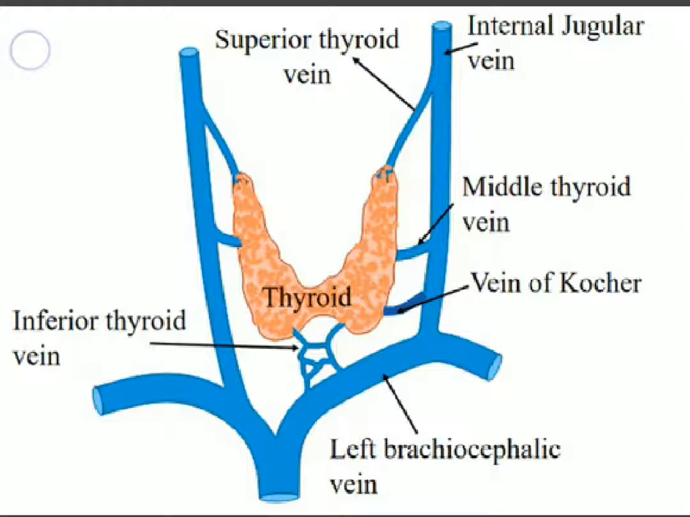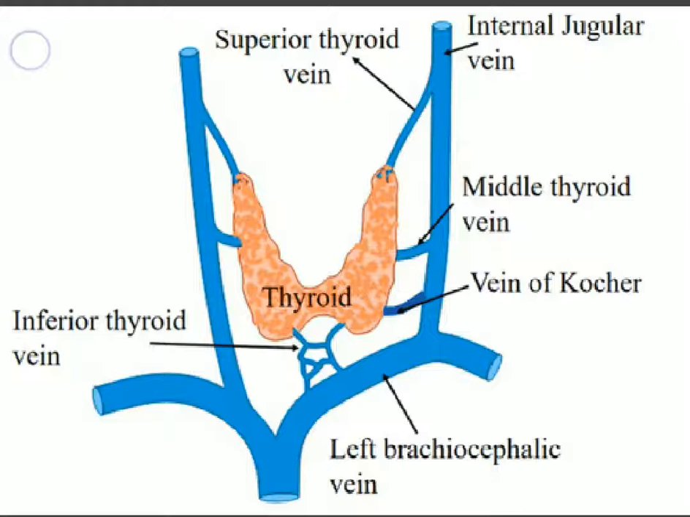So the first vein is the superior thyroid vein, which emerges at the upper pole. It is related with the superior thyroid artery, and it ends into the internal jugular. This is the internal jugular vein. So it arises from the apex, ends into the internal jugular, and it is related with the superior thyroid artery.